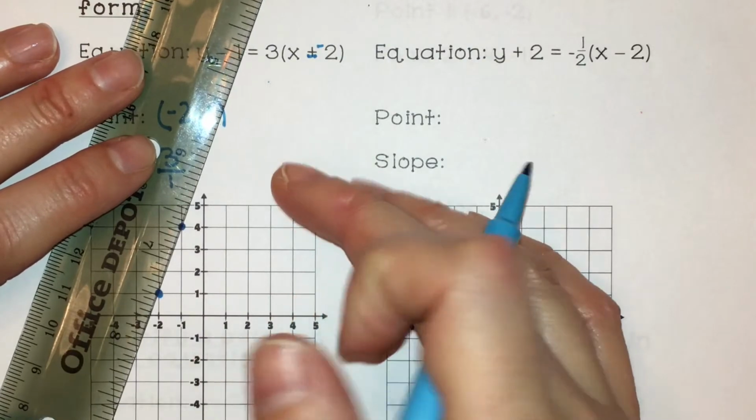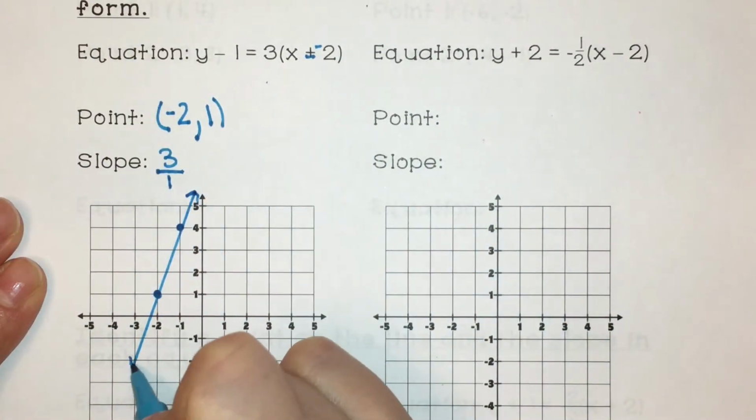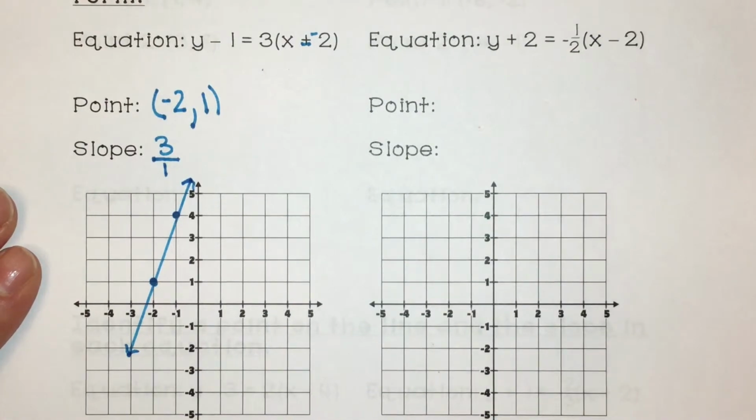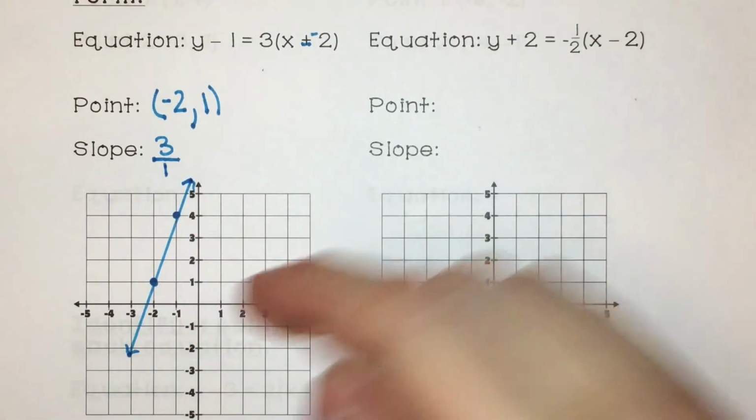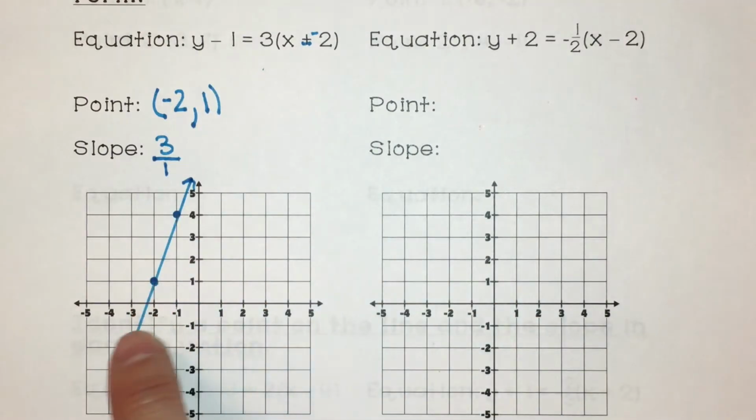And this is the graph. And again, my arrows mean that it continues going because it wouldn't stop just between those 2 points. I could keep going rise over run to create more points. I could continue making points with the slope.